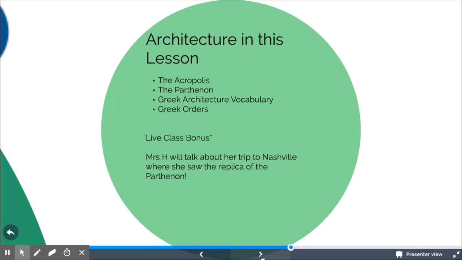So the things that we're going to talk about: we're going to talk about the Acropolis, we're going to talk about the Parthenon quite a bit. I'm going to give you some basic Greek architectural elements or vocabulary. We're going to talk about Greek orders, so the different Greek orders.